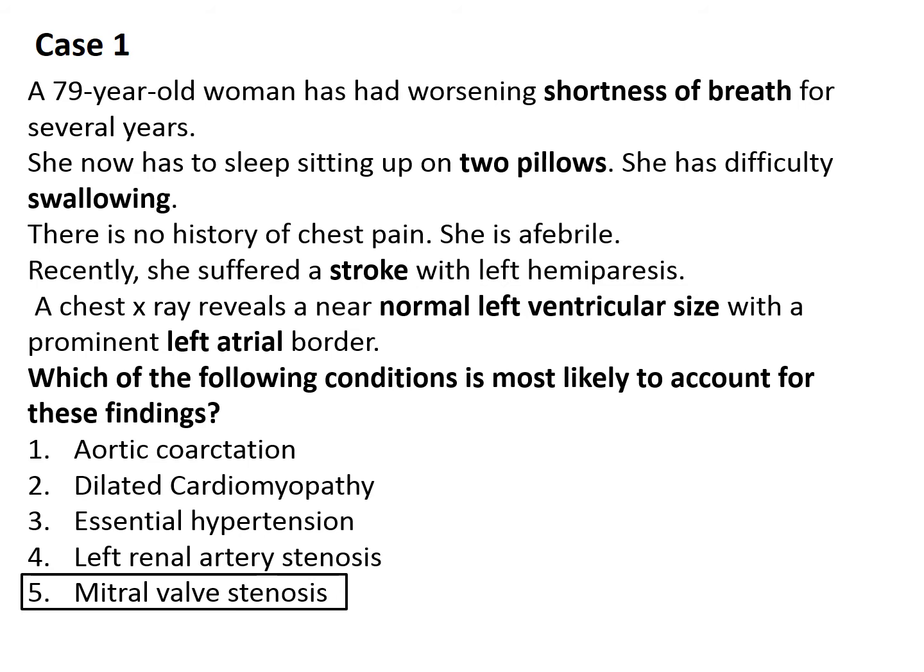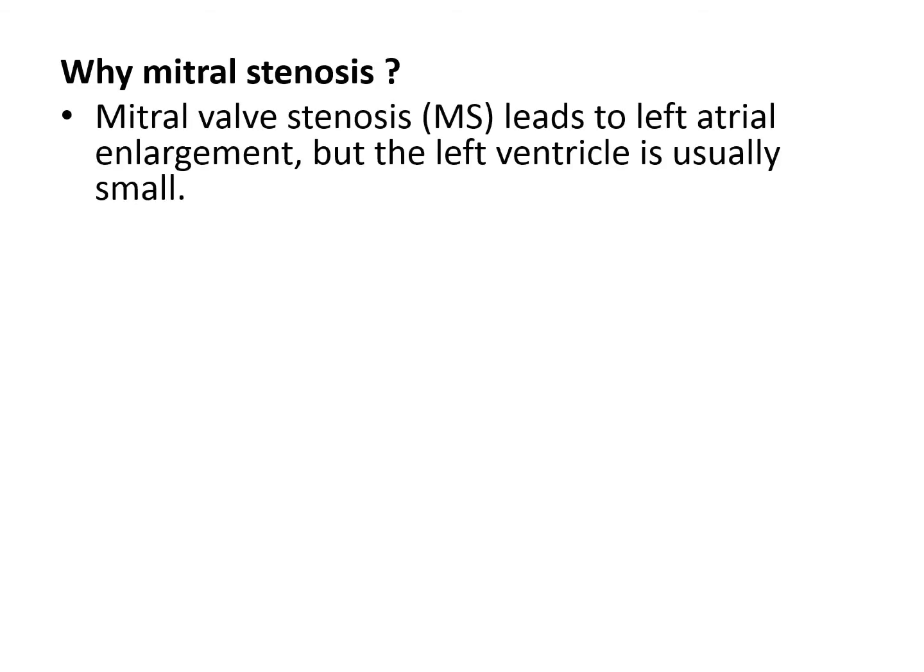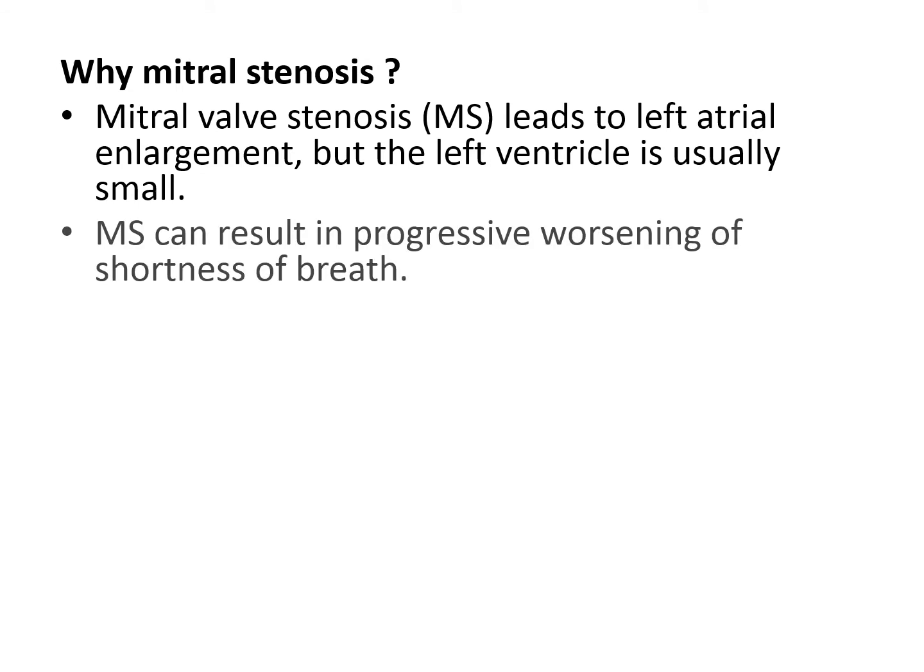Essential or secondary hypertension cannot explain the findings in this case. Dilated cardiomyopathy can cause progressive shortness of breath as a result of left-sided failure, but as its name entails, dilated cardiomyopathy is associated with a dilated left ventricle. So why is the correct answer mitral stenosis? Mitral valve stenosis leads to left atrial enlargement, but the left ventricle is usually small.